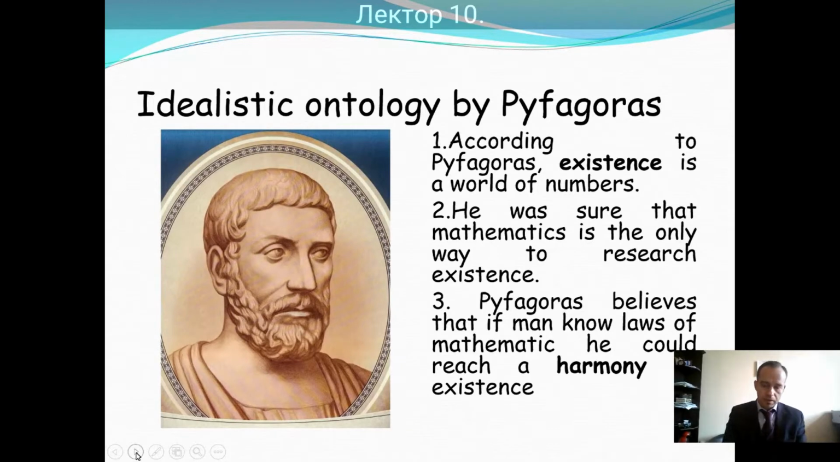And according to Pythagoras, existence is a world of numbers. You know that Pythagoras was not only a philosopher, he was also a famous mathematician. He was sure that mathematics is the only way to research existence. His point of view was that mathematics is a more important form of science than philosophy. Pythagoras believed that if man knows the laws of mathematics, he could reach a harmony of existence.